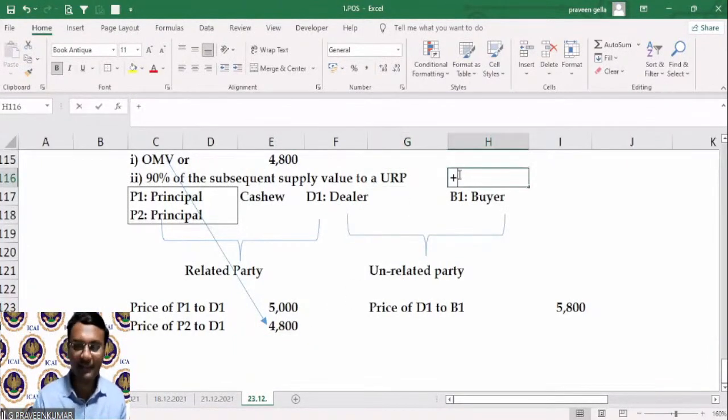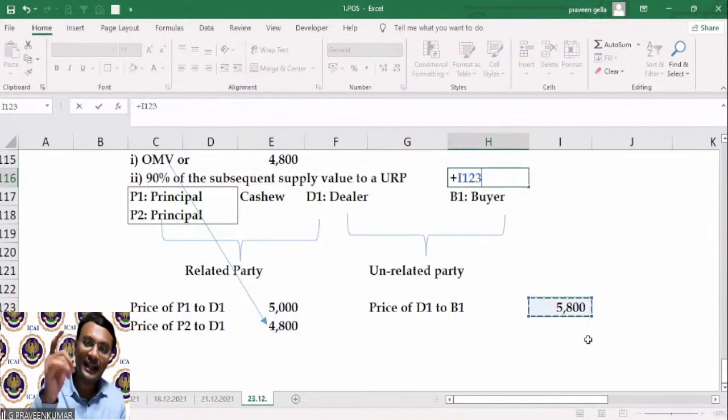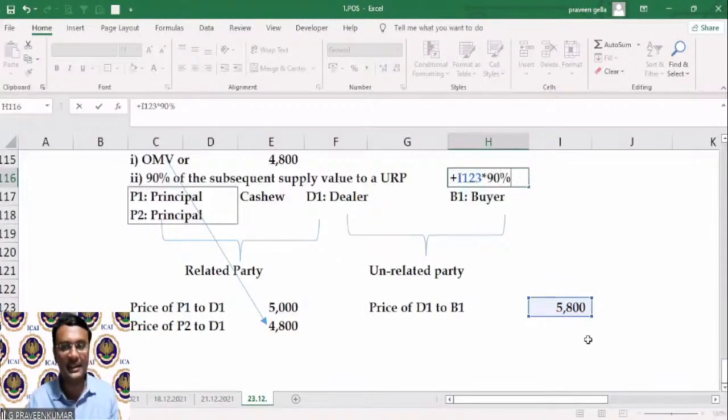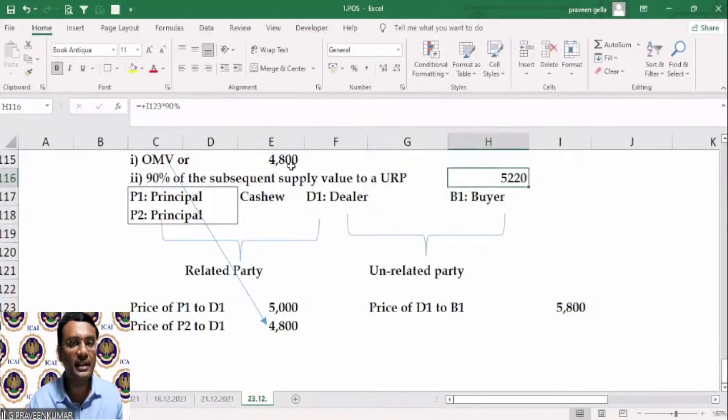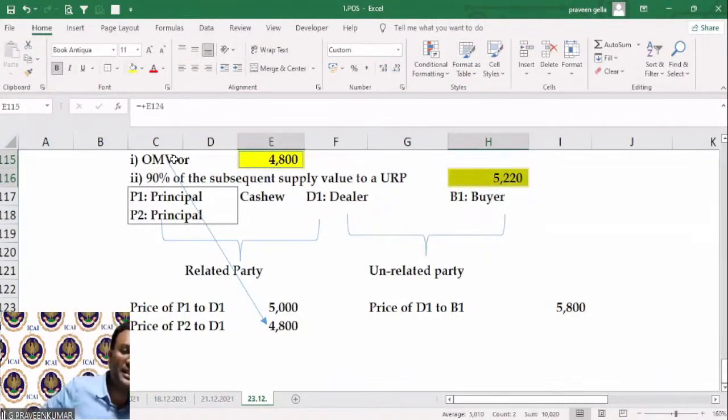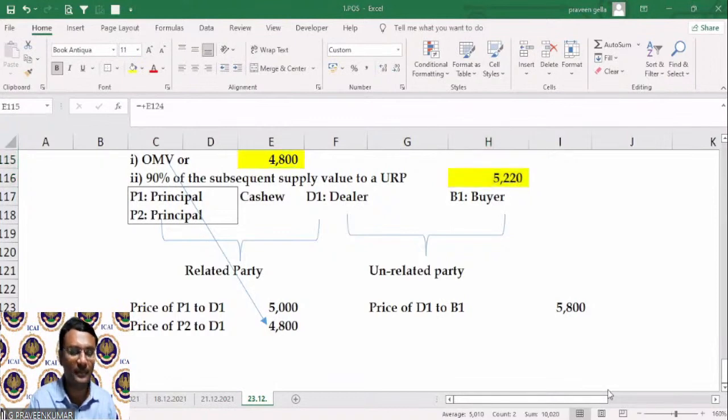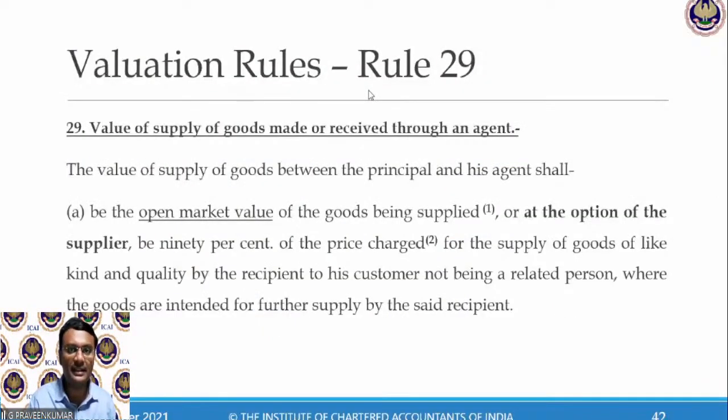Instead of that, there is a choice that whatever the price the dealer is selling to an unrelated party, on that 90%. So you have a choice of either of these two. Now, definitely you as a professional have to take a call. 18% or 28% or 12%, whichever be the rate of tax, I choose based on the requirement of my working capital requirement. This is discussed in my rule 29. Any questions? Just let me see so far.